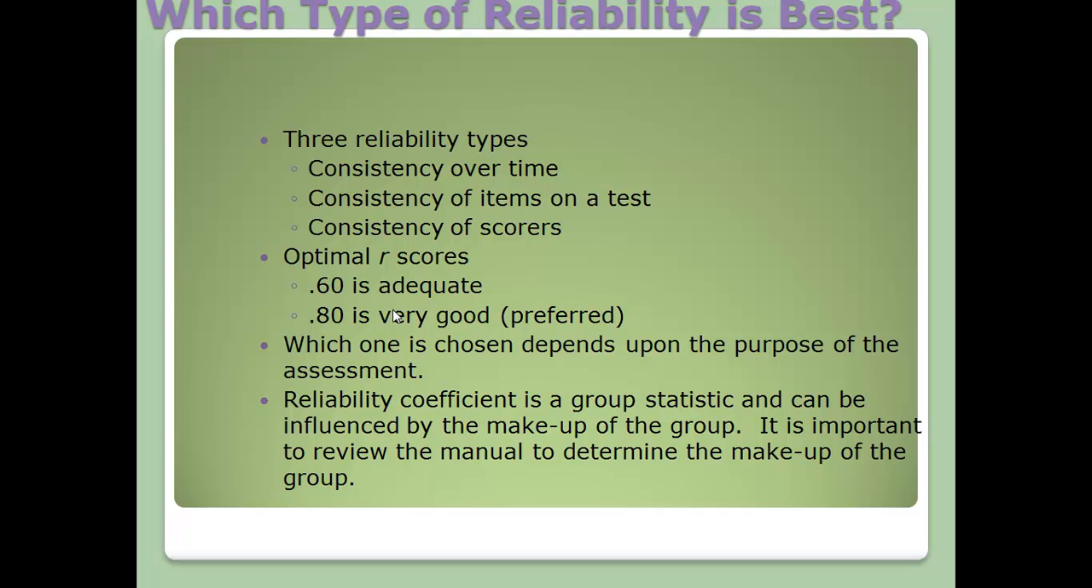Very straightforward. 0.60 is adequate. 0.80 is good, it's preferred, but quite honestly, once you get past a 0.8, I like 0.85 for a better number. And which one you choose depends on the purpose of your assessment. So a reliability coefficient is a group statistic. You have to have more than one. You can't do it on just one person. You need at least 30 for it to be halfway valid. And it can be influenced by the makeup of the group. It can, and it's important that you review the manuals.